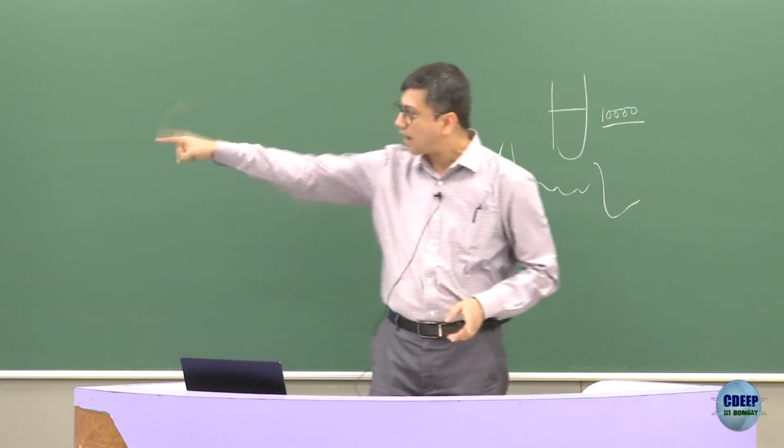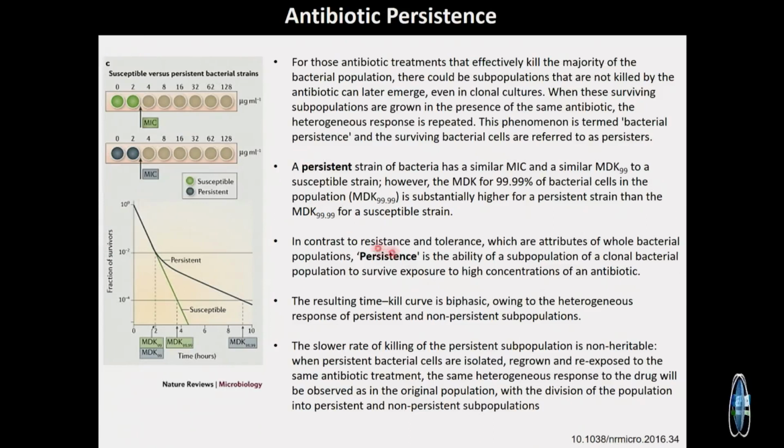So coming back, in contrast to resistance and tolerance, which are attributes of an entire bacterial population, and that's why they could be heritable from one generation to the next, persistence is not. Persistence is a property or the ability of a subpopulation. Only 0.01% of the entire population can show persistence-like behavior. Not all bacteria would show it. The resulting kill curve is therefore biphasic.